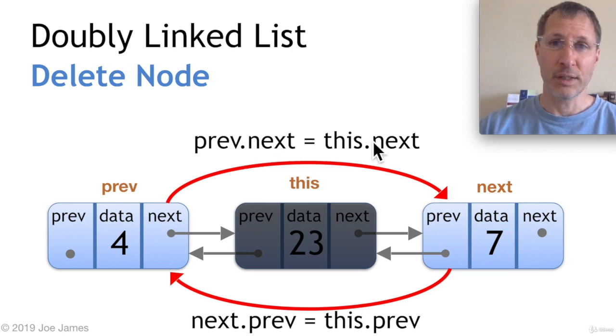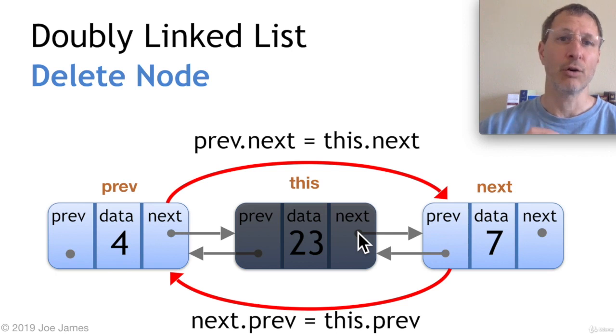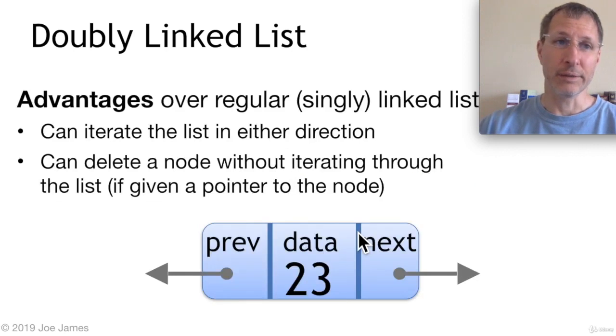prev.next equals this.next, and next.prev equals this.prev. So those are the 2 changes that we do to cut this node out of the list. And you see, once we get these red arrows in place, once we fix these 2 pointers, we've effectively cut node 23 out of our linked list. We've deleted it. So that's how the delete operation works in a doubly linked list.